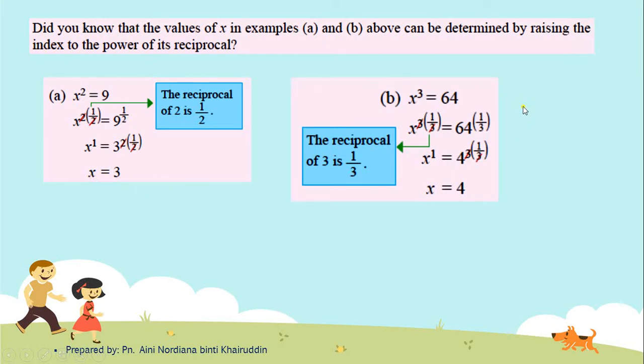Same goes for example B just now. X cubed, add the reciprocal 1 over 3 to both sides. So 3 times 1 over 3 is 1. 64 changes to 4 cubed. So 3 times 1 over 3 is also 1. So x is equal to 4.